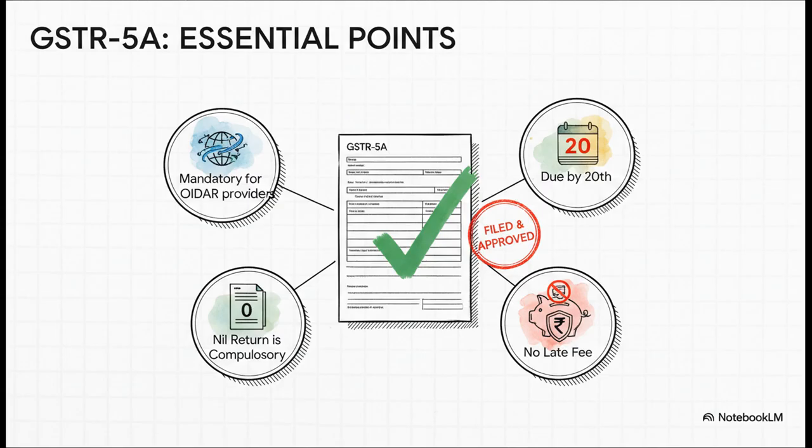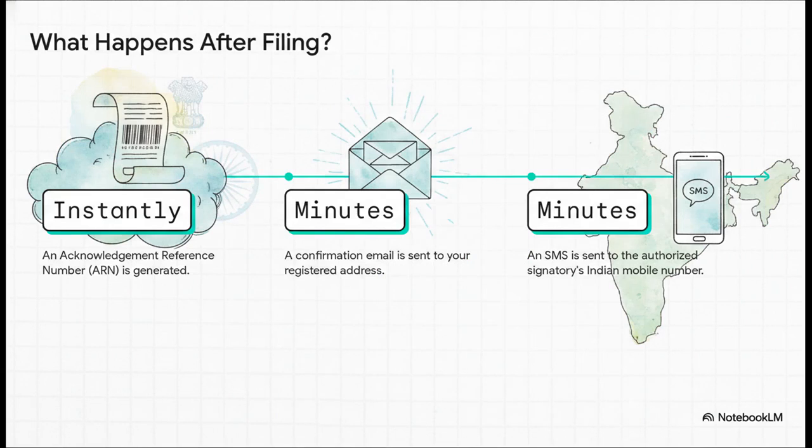Got it? So what happens the second you hit file? Well, the system instantly sends you an ARN, which is just an acknowledgement reference number. Think of it as your digital receipt. A few minutes after that, an email will pop into your inbox, and an SMS will go to the authorized signatory's phone. And boom, you're officially done.